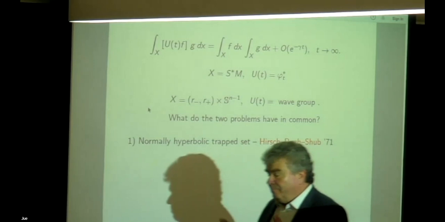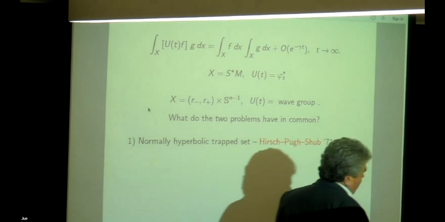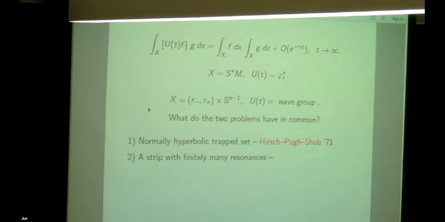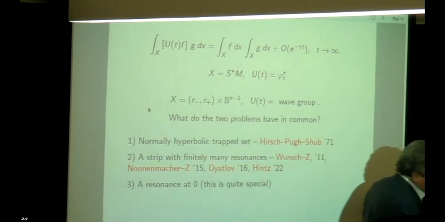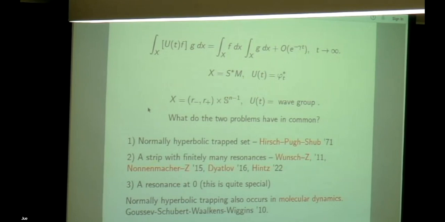I'll tell you what normally hyperbolic is. In both cases, because of this normally hyperbolic structure, we have a string with finitely many quasi-normal modes or Ruelle resonances, and in this case that is quite special. They also have in common the fact that zero is a resonance. And I want to just say that normally hyperbolic sets are also very common in molecular dynamics, so I want to put up plenty of references.